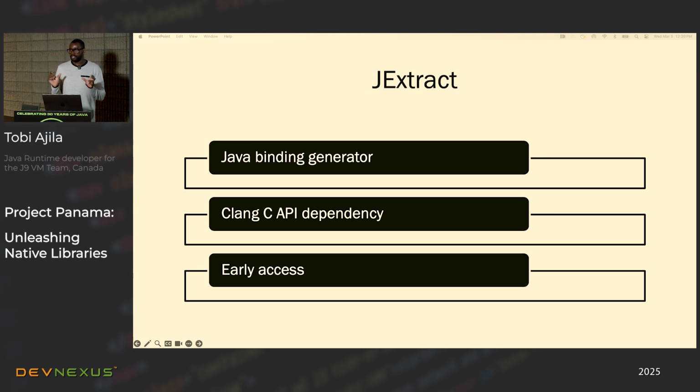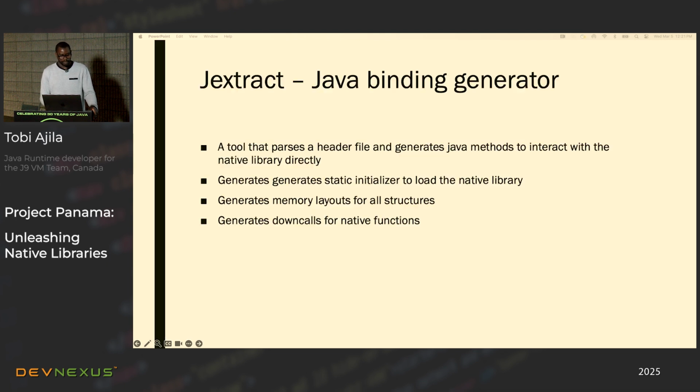It generates these bindings for these functions for you so that you don't have to deal with all the mechanics of making memory layouts and down calls, etc. It generates everything. JExtract is a Java binding generator. It has a dependency on Clang, which is how it parses the header files to get all the native structure information. It's a separate component, not part of the JDK. It is produced by OpenJDK. It's still in early access phase, but you can download it and make use of it.